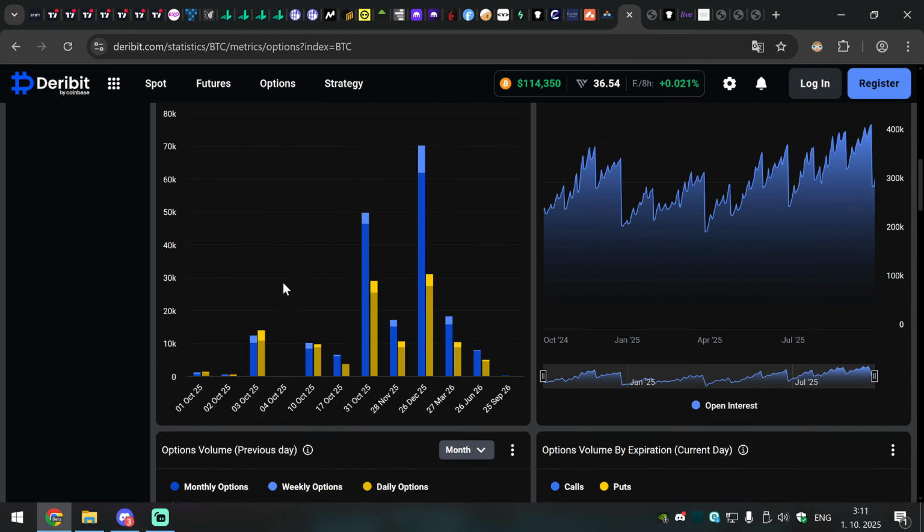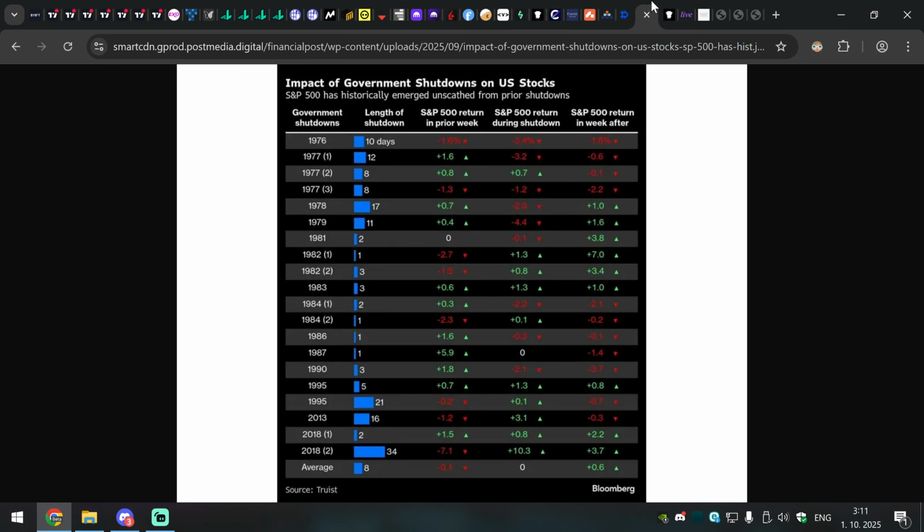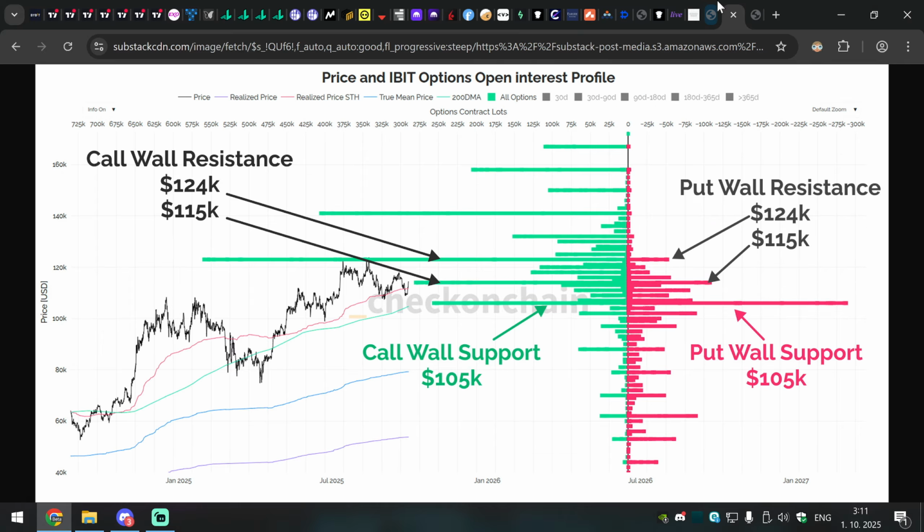So I'll be assessing this option when we come closer to the expiration. So that's about that. And I have a few more slides about options.